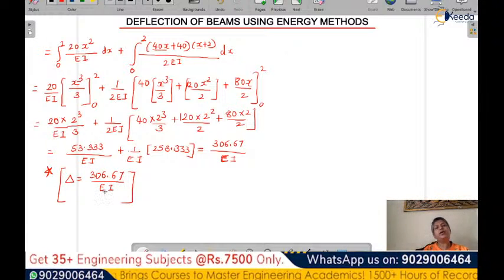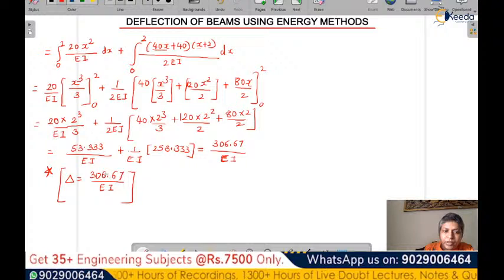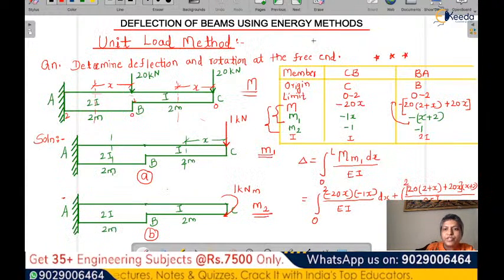So what we have done here is multiply M, capital M, which was because of the external load, into m1. That gave us the answer for deflection. Now let's calculate the rotation part. For the rotation part we have to multiply these two brackets. For rotation, we are going to multiply m with m2.